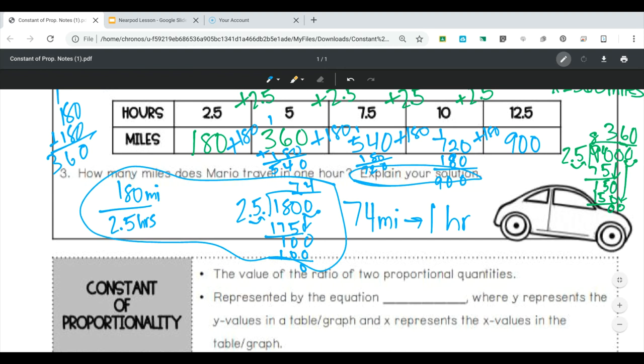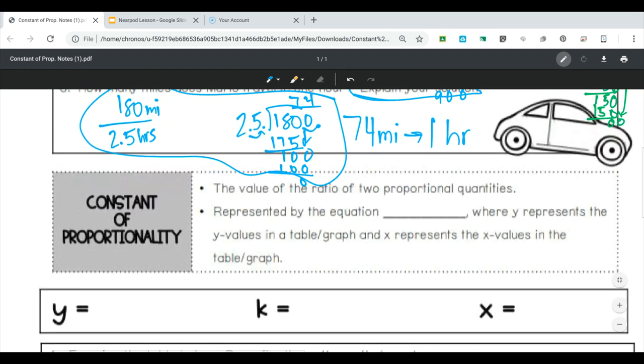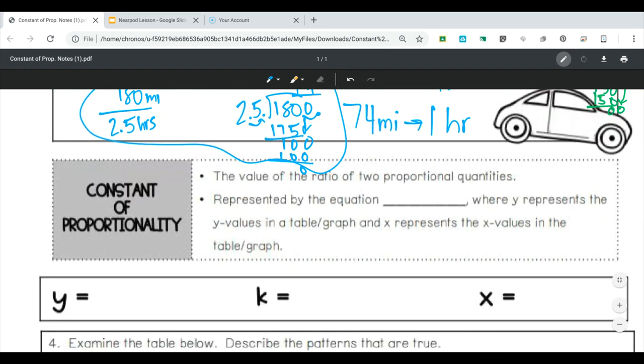All right, so that was just going back to proportions. So now let's talk more about the actual constant of proportionality. So the value of the ratio of the two proportional quantities is the constant of proportionality. Okay, so the constant is the value of the ratio. And this is represented by the equation. So you can use the equation K equals Y over X, where Y represents the Y values in a table or graph, and the X represents the X values in a table or graph.